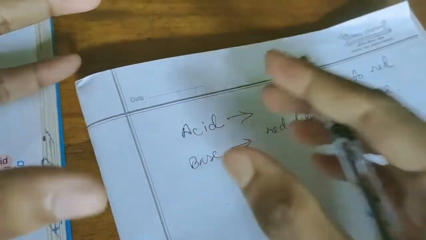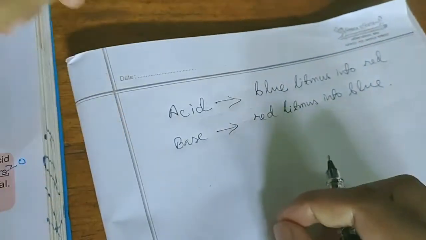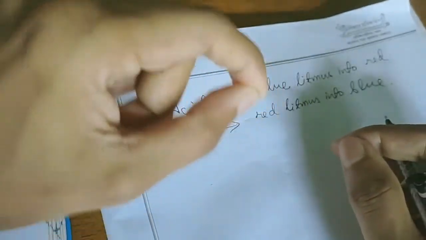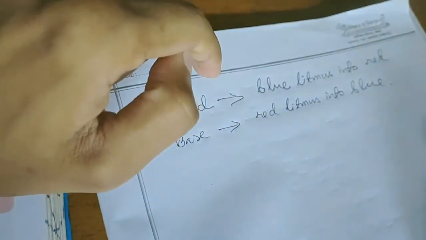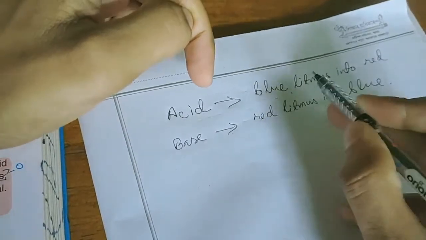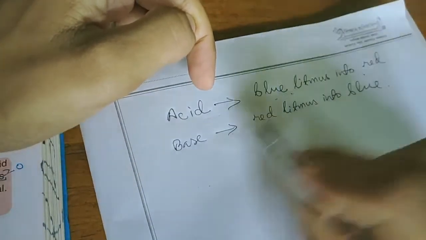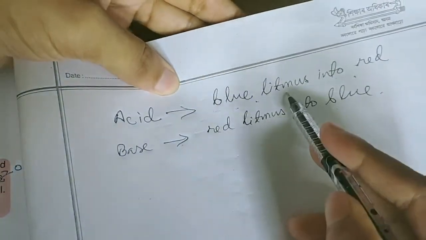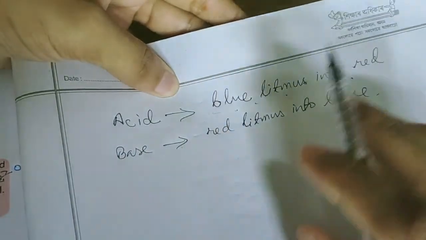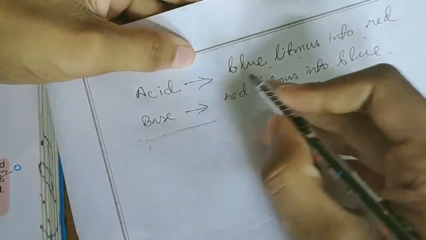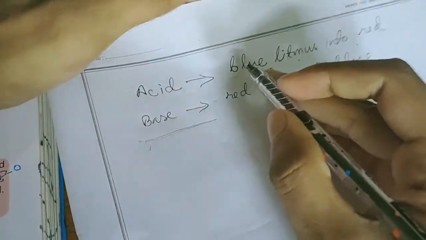Now you want to identify if it is acid or base. So suppose you have blue litmus paper. Now take a blue litmus paper and drop it in the liquid. Now if the blue litmus paper turns into red, you will know that the liquid is acid. But if the blue litmus paper stays blue and does not change its color, then you will know that it is base.